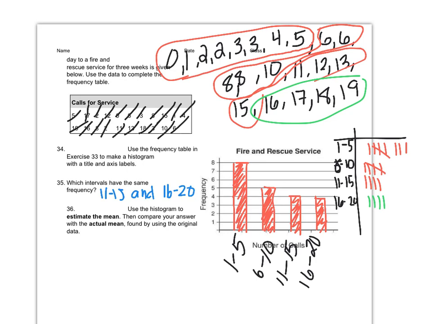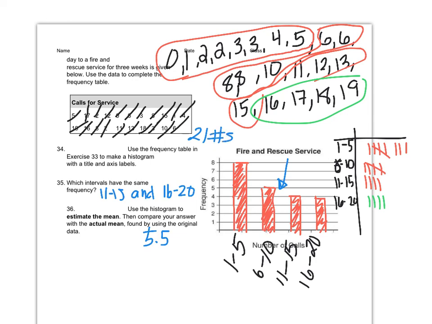Now they're asking us to estimate the mean and then to compare our answer to the actual mean. So I'm going to estimate my mean somewhere around here. So I'm going to estimate that my mean is maybe 5.5. Okay, so I'm guessing it's 5.5. Now let's actually do our mean. So that means we have to add up all our numbers and divide by how many numbers we have. So we actually have 21 numbers.